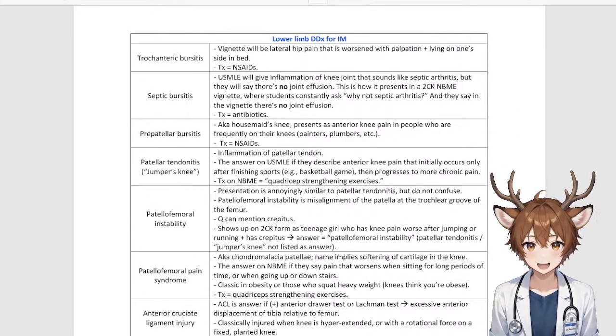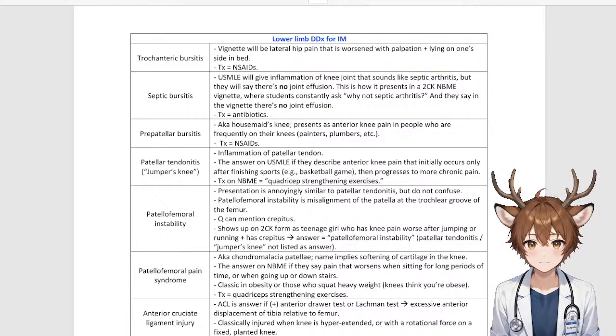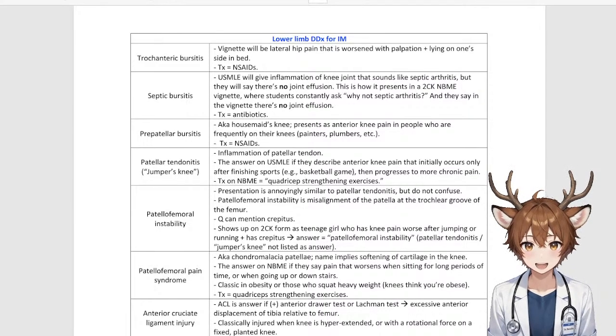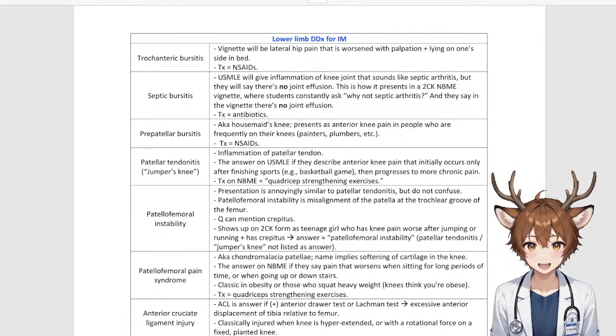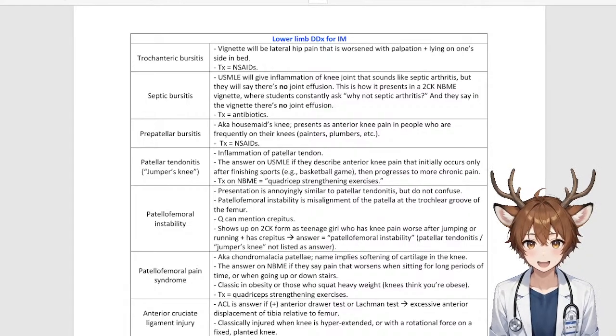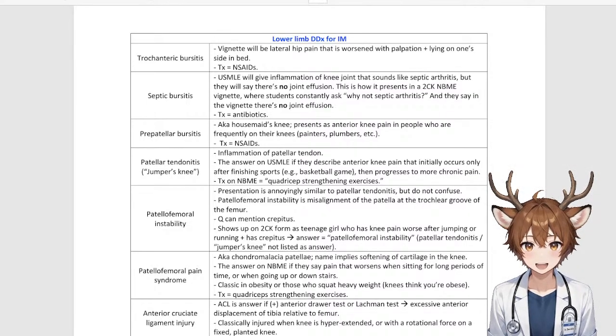Lower limb differential diagnosis for internal medicine. Trochanteric bursitis. Vignette will be a lateral hip pain that is worsened with palpation plus lying on one side in bed. The treatment should be NSAIDs.